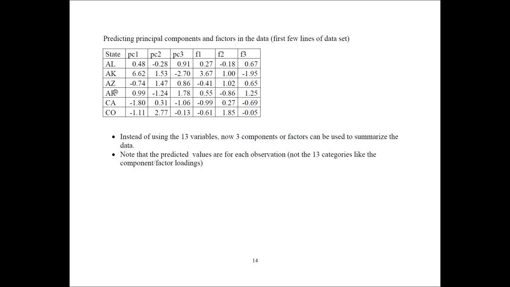So these are the different states. We have 50 observations, and here the columns in the data set used to be the 13 variables that we calculated these principal components and the factors for. But now, instead of using 13 original variables, you can use these three principal components or factors. And now notice one thing: here's the first component. See how Alaska has very high loadings on that, and that's why in the previous graph that we saw, Alaska was an outlier on the first factor or component, just because it has a very high loading on that.